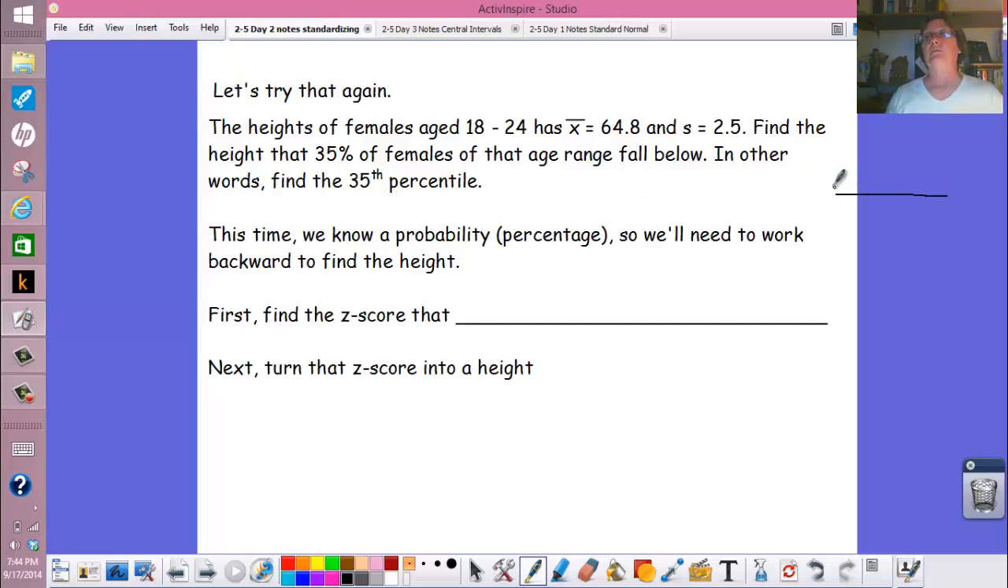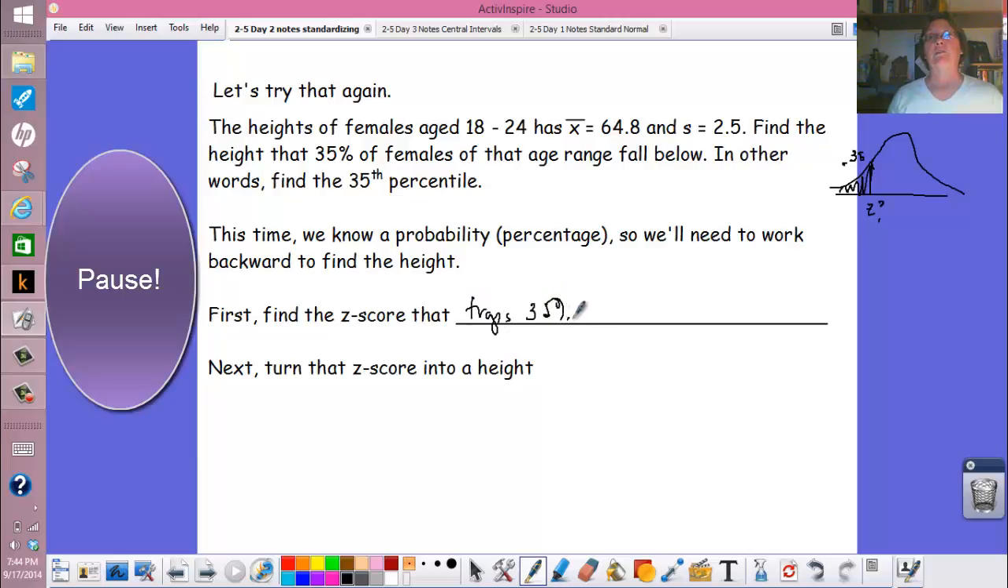That is, we are looking for 35%, which is less than half. So a z-score that traps 35%, once we know that z-score, we can turn that into a data value. So find the z-score that traps 35% of the probability below, and then turn that into a height. So I'm going to ask you to pause the video, go back to the body of that table, looking for as close as you can get to 0.35.